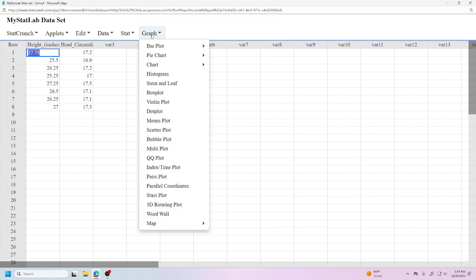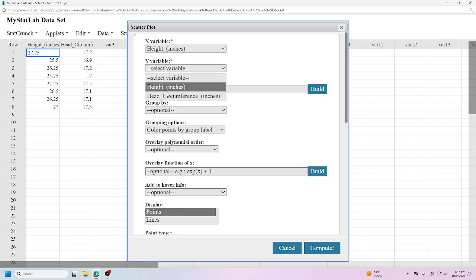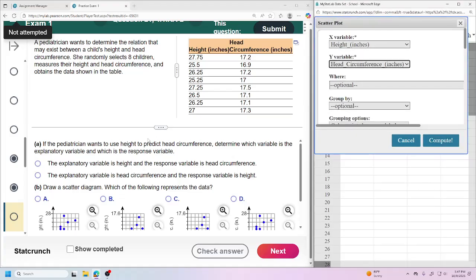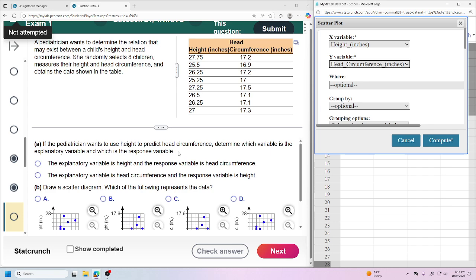Graph? Is there scatter plot somewhere? Oh, right there. Scatter plot. I don't know which one it is because they don't say X and Y. So let me be extra careful if that's okay. You see how they have this right here at the bottom of everyone? They have circumference and then they have height. So I need to read this a little bit to see what they mean by the X or the Y.